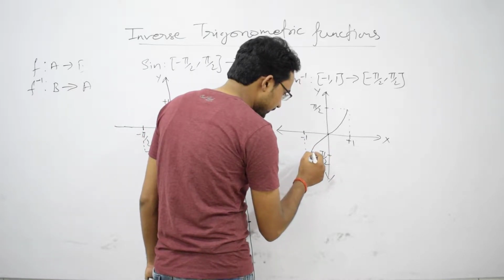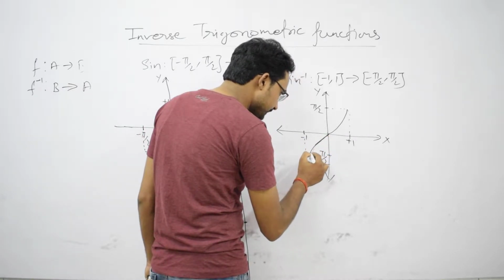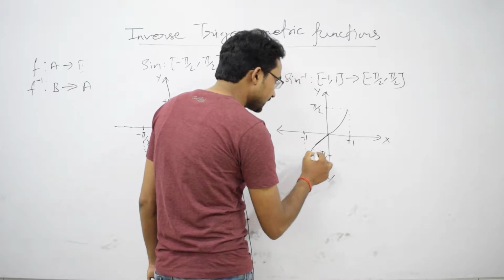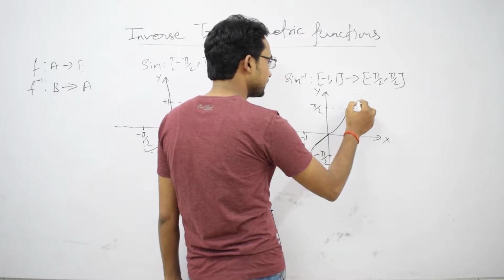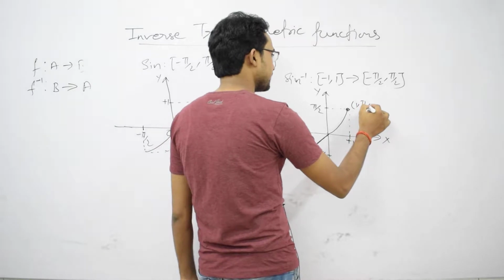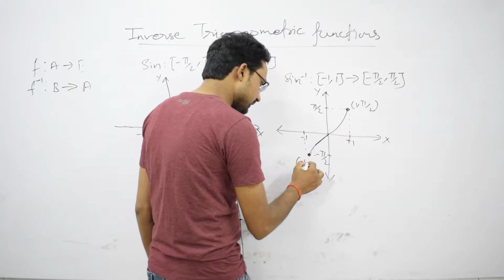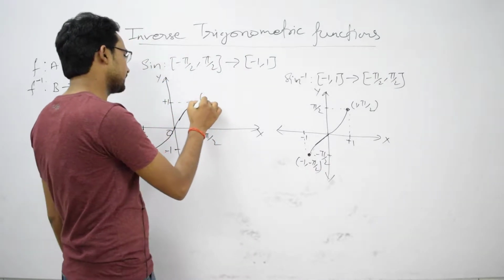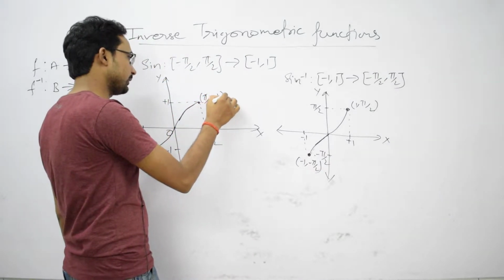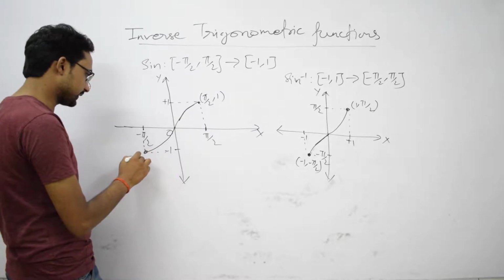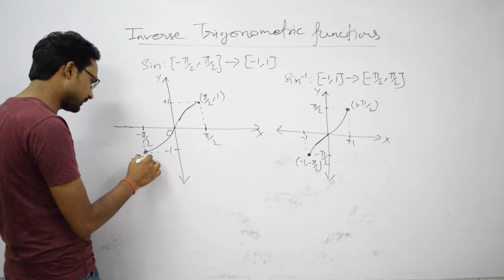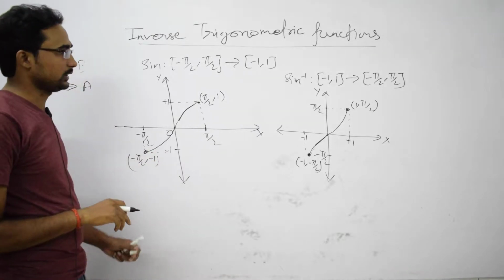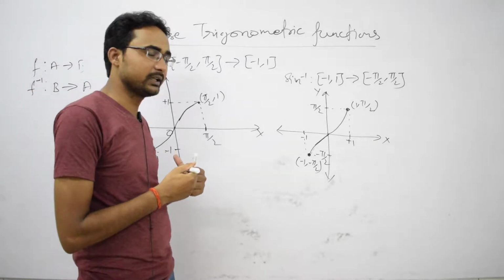We can also write their coordinates. Okay, these are points. So, this coordinate is 1 and pi by 2, and this coordinate is minus 1 and minus pi by 2, and here the coordinate is pi by 2 and 1, and this coordinate is minus pi by 2 and minus 1. Okay. So, this is the graph of sine and sine inverse.